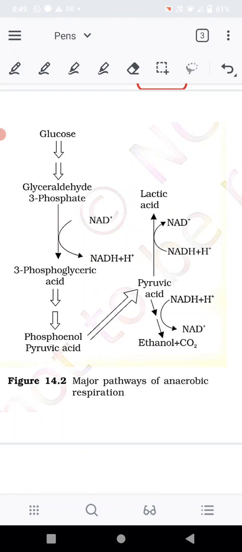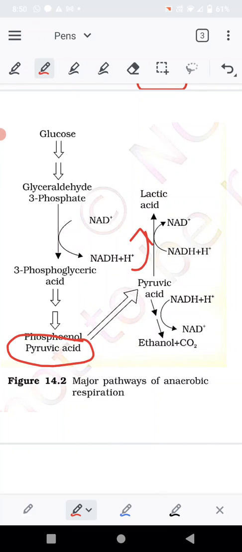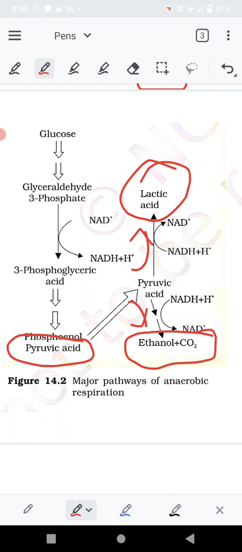Now if I talk about the anaerobic respiration, after the glycolysis in the cytoplasm we are having the pyruvic acid. Now this pyruvic acid, in the absence of oxygen, can form either organic acids, like lactic acid, or it can make ethanol and carbon dioxide by the process of fermentation. So these are the products that we will get in case of the anaerobic respiration.